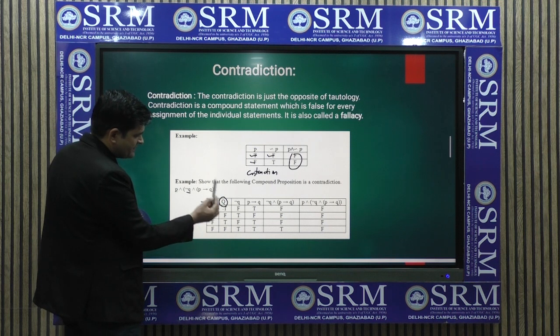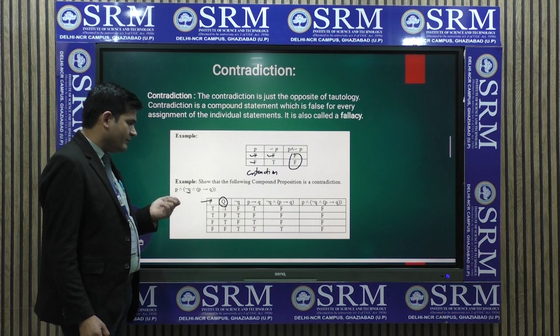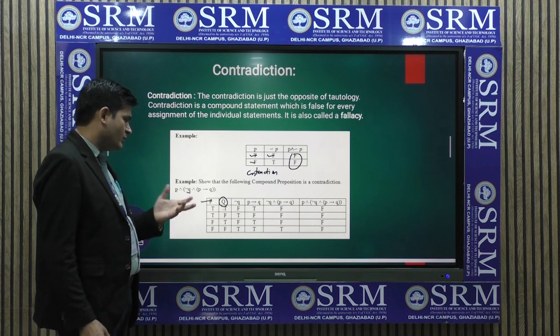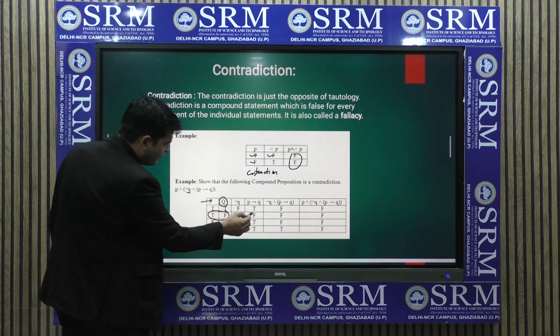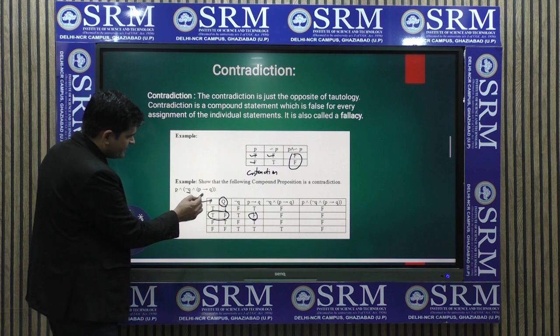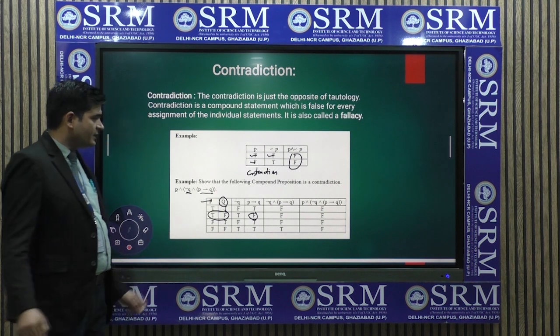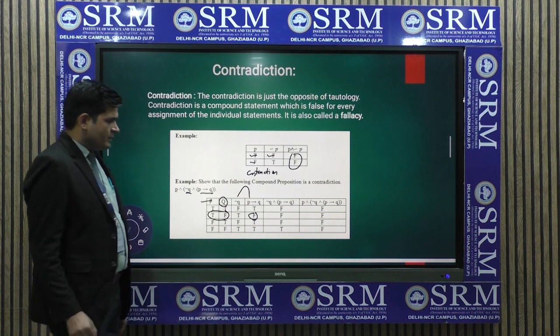So this is my P, this is my Q. What is the definition of P conditional Q? Whenever P is true and Q is false, then it is false. Otherwise it is true. So only in the second case it is false. Now I will take the conjunction of negation Q and P conditional Q.